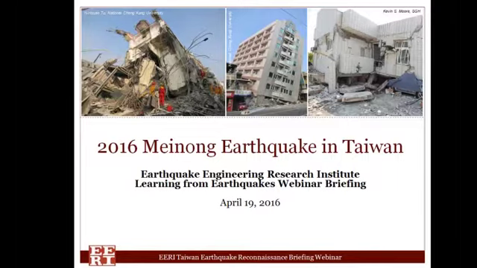In this event, reconnaissance teams that traveled to Taiwan to study the February 6, 2016 earthquake will present their observations. The content will provide key insights into various aspects of shaking characteristics, earthquake damage, response, and performance of pre-mitigation measures.